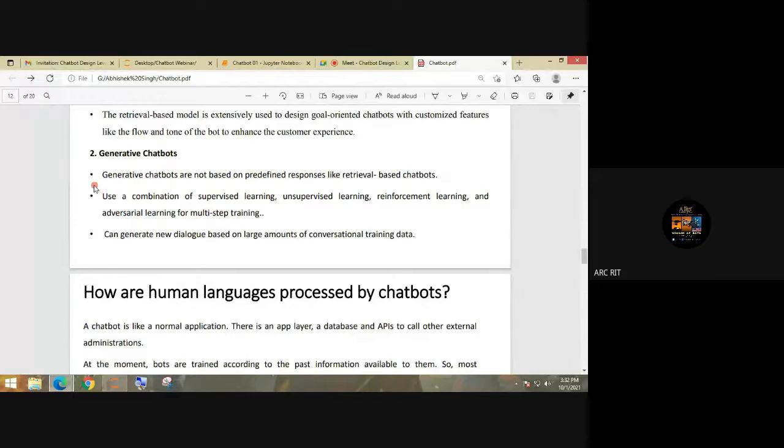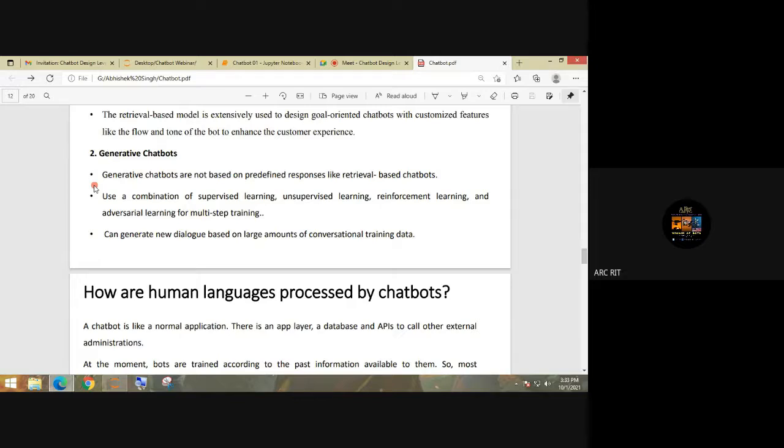Another one is generative chatbots, and generative chatbots are generally made up of artificial intelligence and machine learning. They are not based on predefined responses like retrieval-based chatbots. They use a combination of all learning algorithms available in AI and machine learning, like supervised learning, unsupervised learning, reinforcement learning, adversarial learning for multi-step training. And they can generate new dialogue based on a large amount of conversational training data.